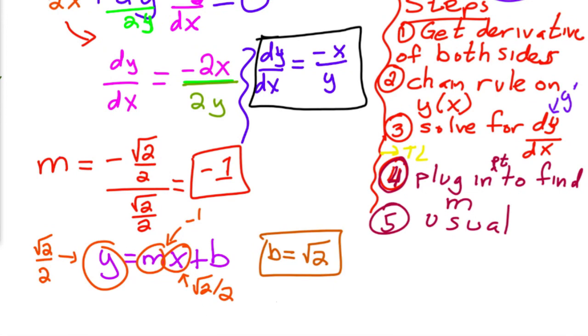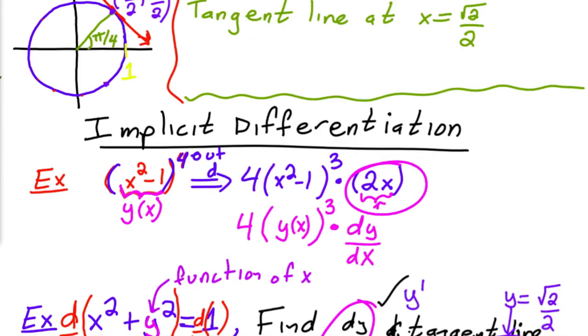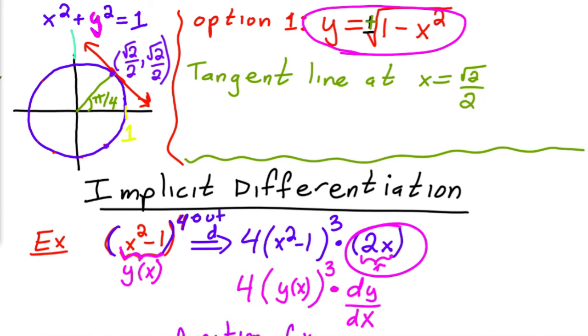So in the end, my tangent line is going to be y equals negative 1 times x plus square root of 2. And if we go back to our picture, that looks about right. What we're saying is that the y-intercept would be square root of 2, and the slope of this line is, well, it is exactly negative 1. And that's it.